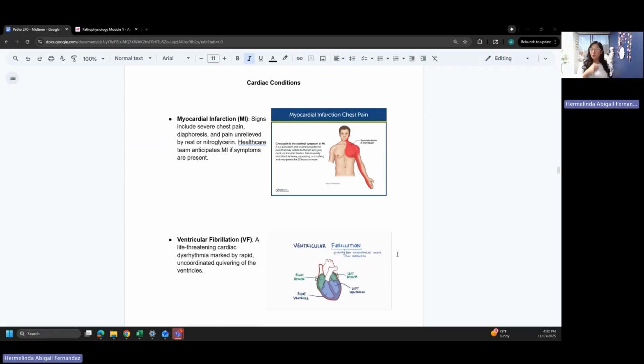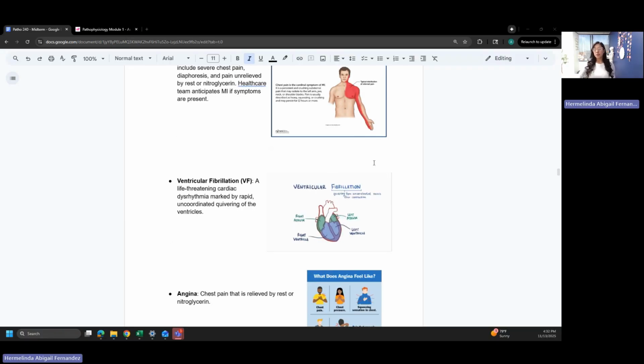Cardiac conditions, so MI, myocardial infarction. The signs include severe chest pain, diaphoresis, and pain that's unrelieved by nitroglycerin, so by nitro. The healthcare team will anticipate MI symptoms if they're present, right? VF, ventricular fibrillation, is a life-threatening cardiac dysrhythmia. It is marked by a rapid, uncoordinated quivering of the ventricles, okay?